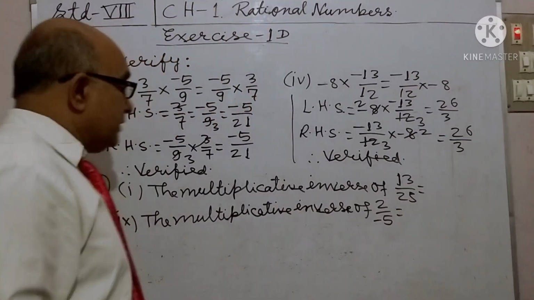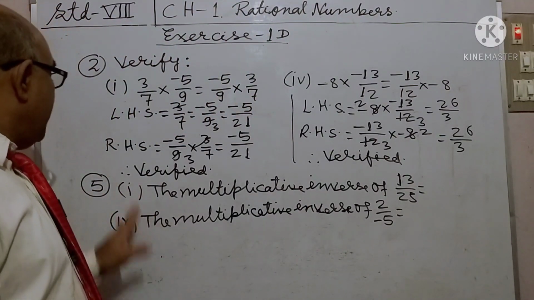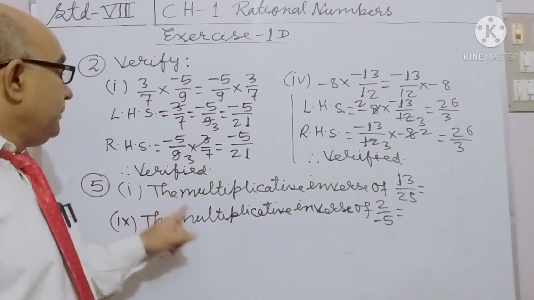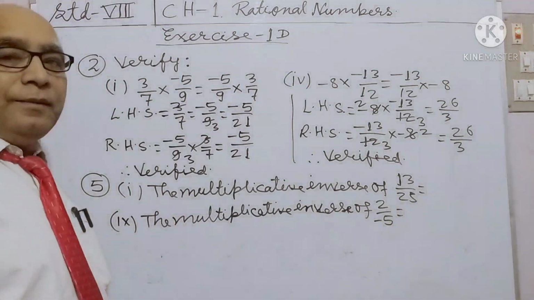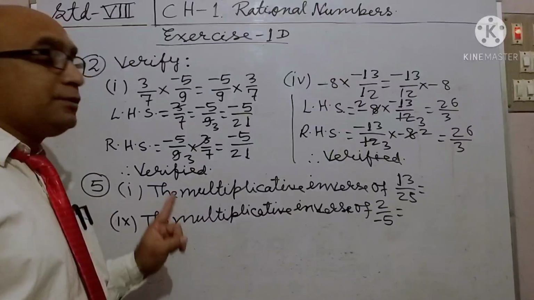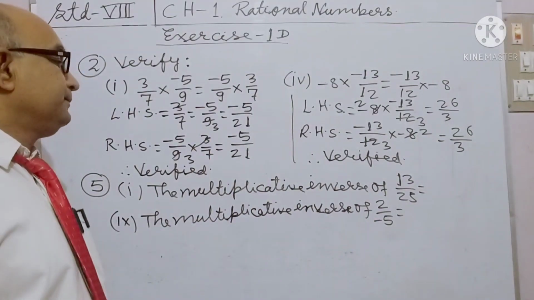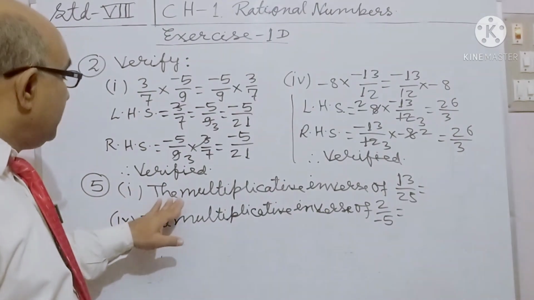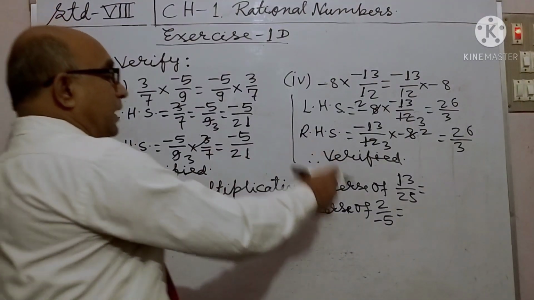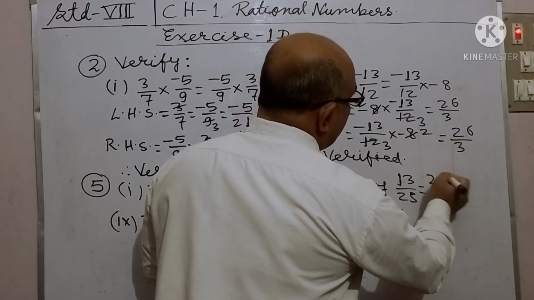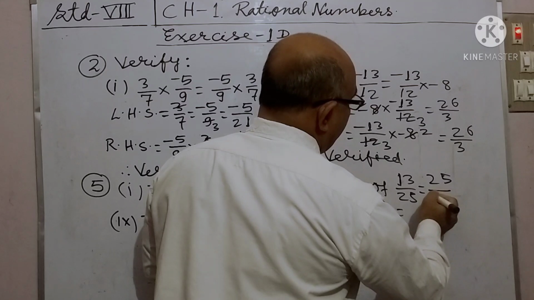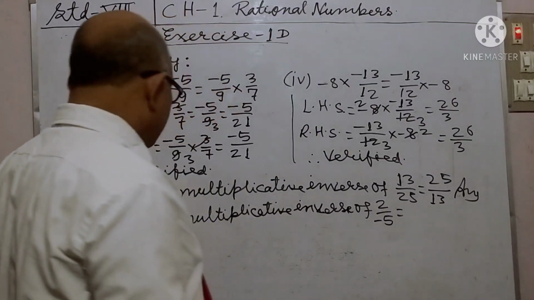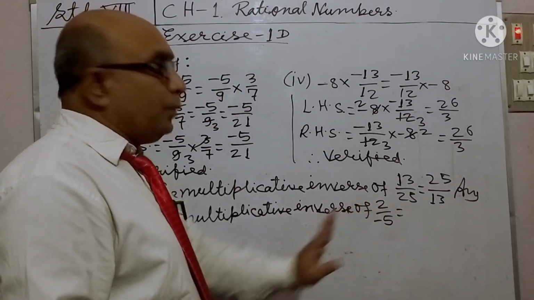Verified. Now students, next question is question number 5. In this question, find the multiplicative inverse or reciprocal. The multiplicative inverse of 13 by 25. We know that the multiplicative inverse of a by b equal to b by a, and the multiplicative inverse of b by a equal to a by b. Similarly, the multiplicative inverse of 13 by 25 equal to 25 by 13. Answer.